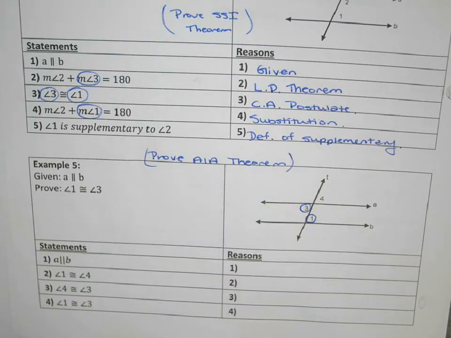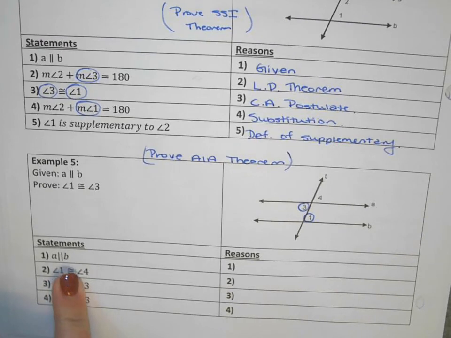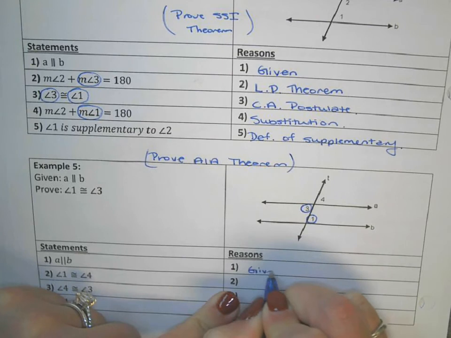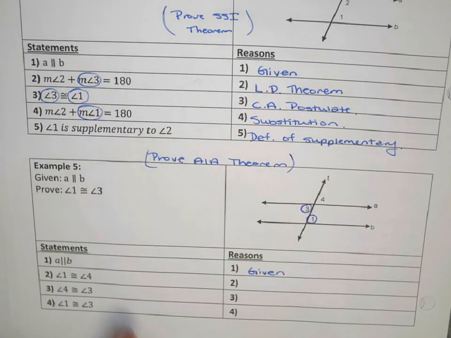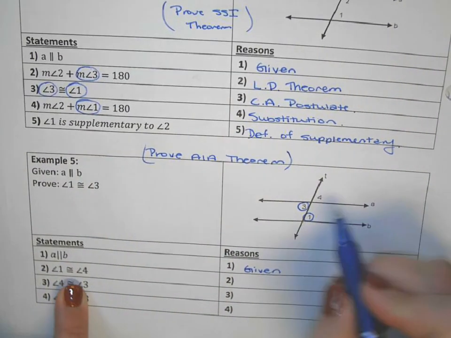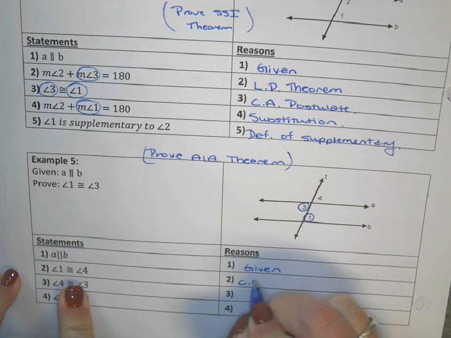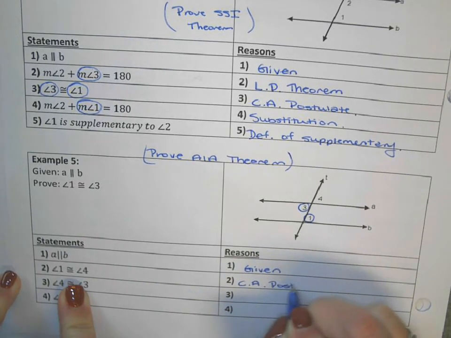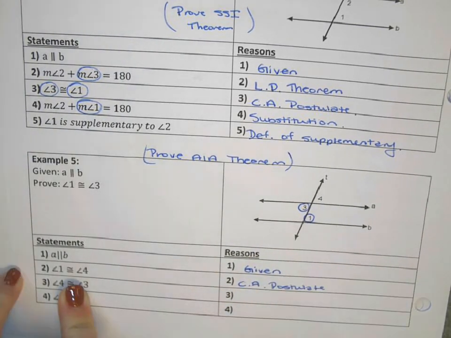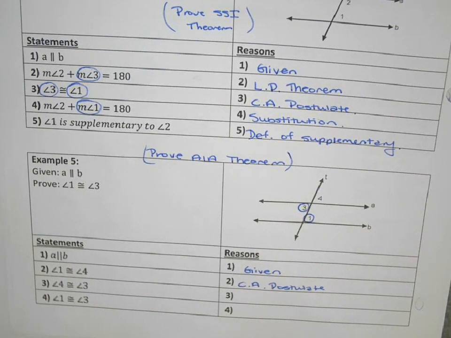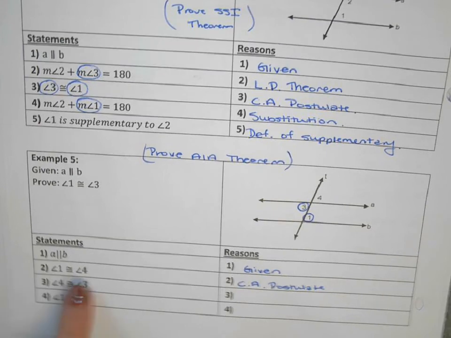So why is it that A is parallel to B? Given. Oh, good. Angle 1 is congruent to angle 4. Why are 1 and 4 congruent? Yes, the corresponding angles postulate. And you'll notice that you have to use the corresponding angles postulate if you try to prove any of these theorems. That's how you go from one to the next. 1 and 4 are congruent.